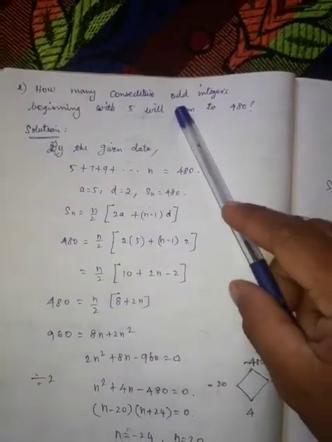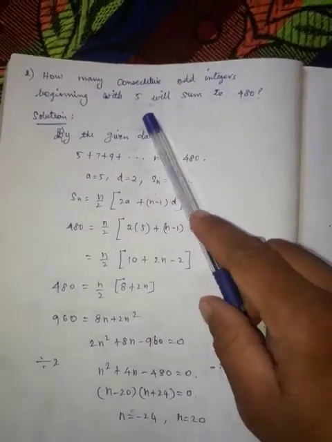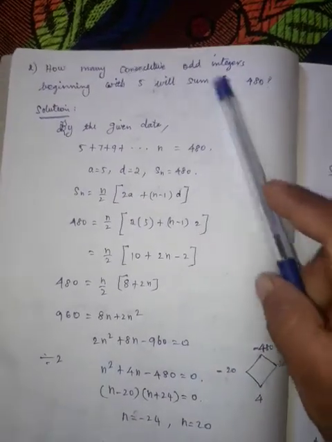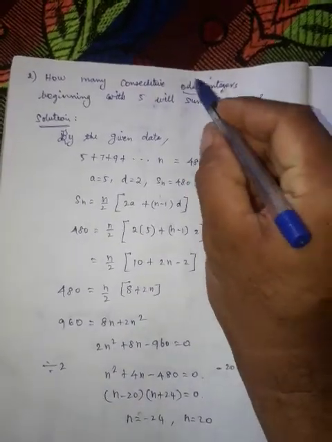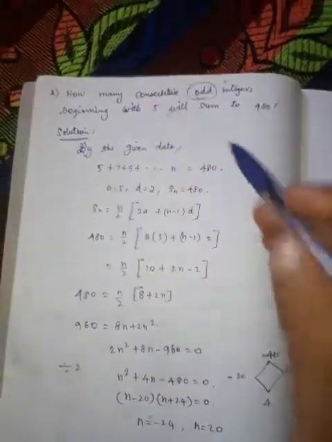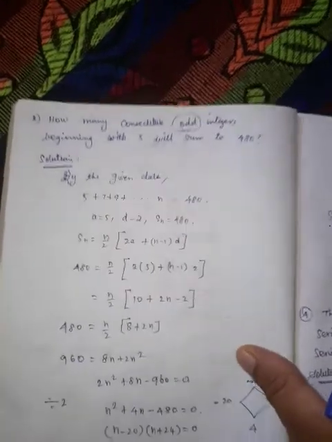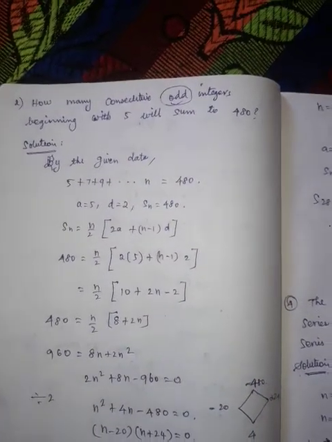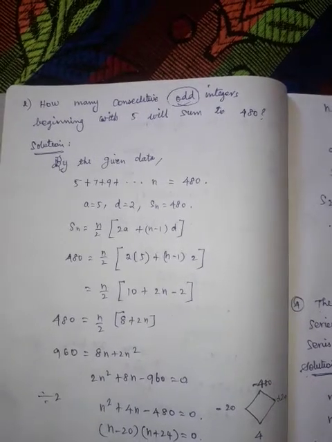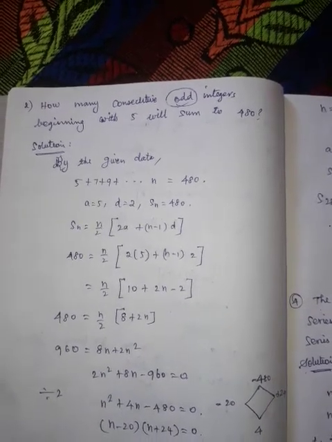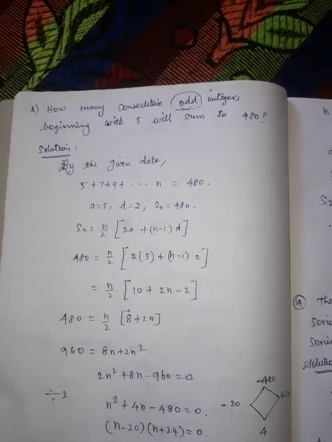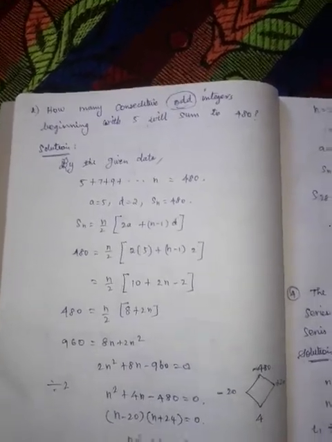How many consecutive odd integers beginning with 5 will sum to 480? Every odd integer is obtained by adding 2 to the previous one. For example, 3 plus 2 is 5, and 5 is an odd number. 5 plus 2 is 7, so that is an odd number. 7 plus 2 is 9, so 9 is an odd number.